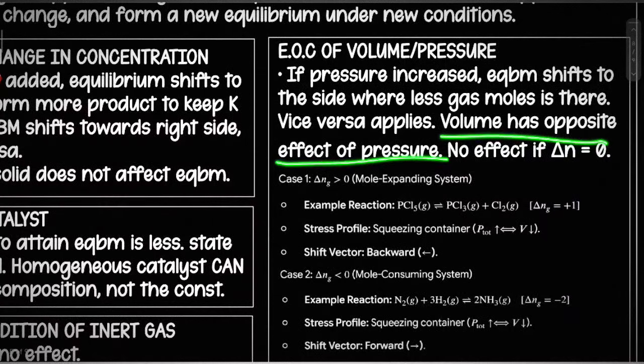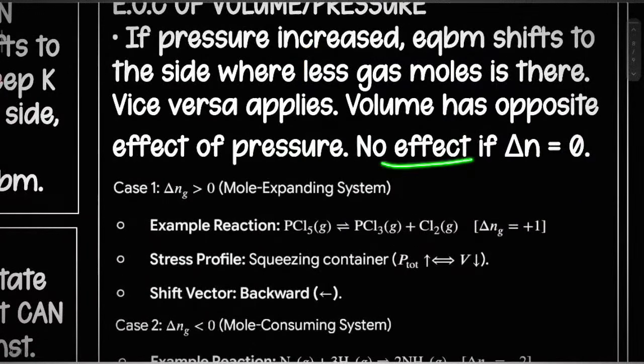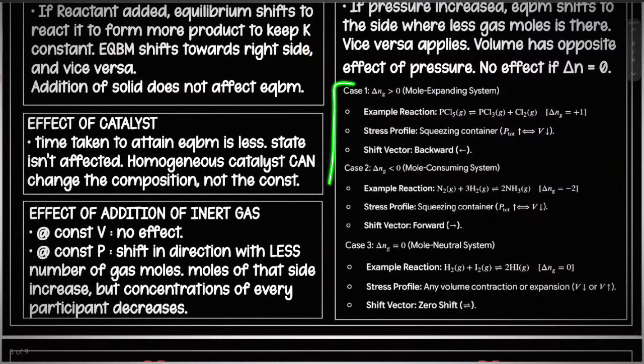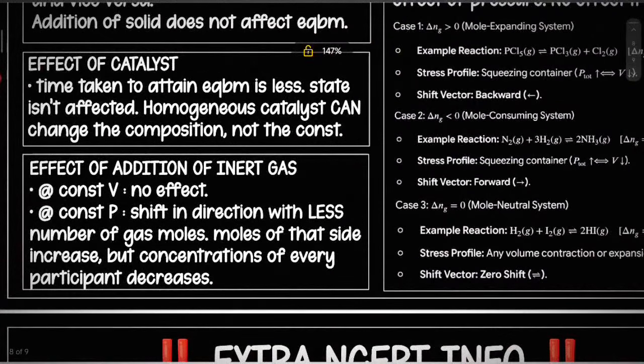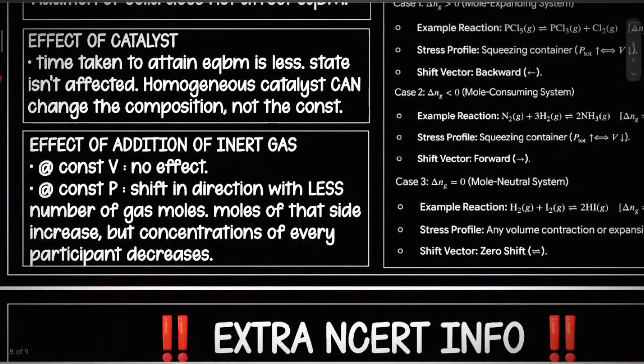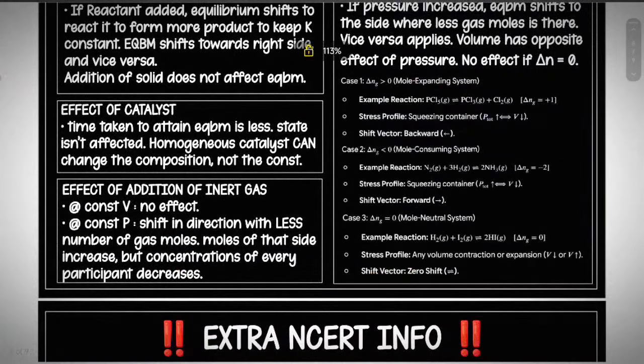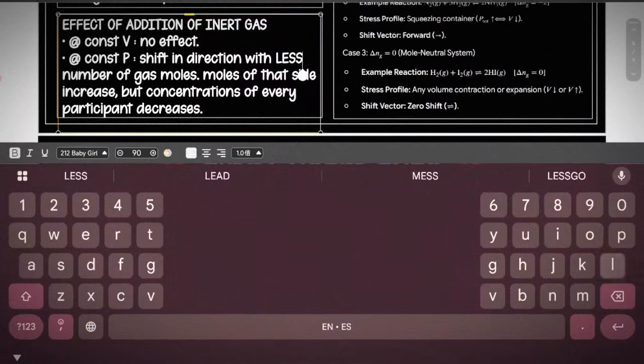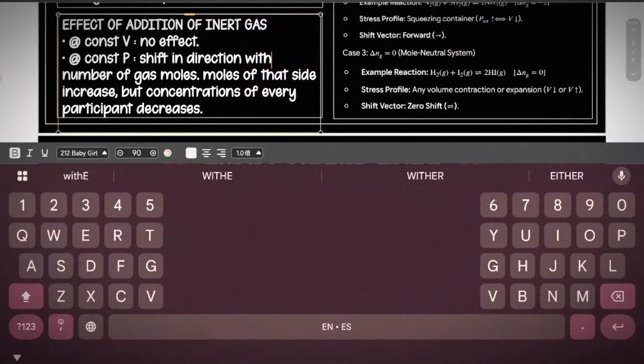And the volume has just the opposite effect of pressure. And keep in mind, no effect is there if delta n is equal to 0. These are three cases which I told Gemini to show you, and just look over these. And finally, the effect of addition of inert gas. If inert gas is added at constant volume, no effect is there. And if it is added at constant pressure, it shifts in the direction with, I messed up again, it shifts in the direction with more number of gas moles.